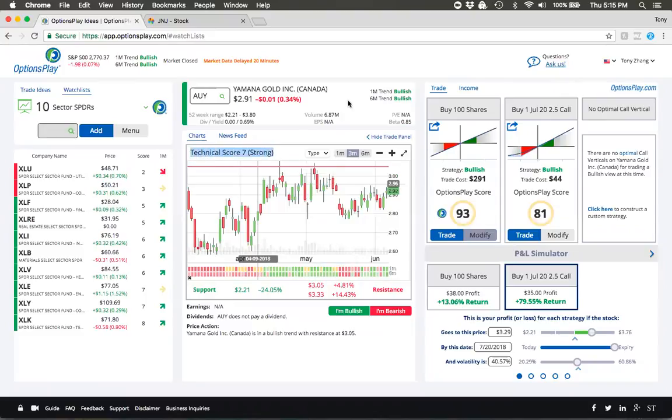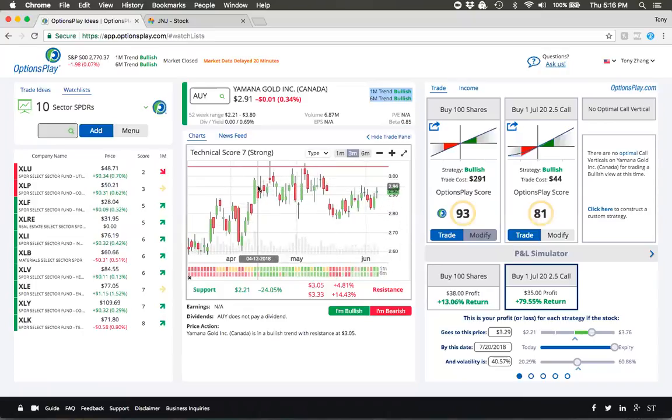1 month and 6 month trends are bullish, so telling me this is a stock that is, as you can see, this bullish trend is not very clear, and so this is why not only do we show you the 1 month trend currently, we show you how it's changed historically. So as you can see, even though this is a strong stock, it's really been very sideways and really choppy, and this trend hasn't been very clear.